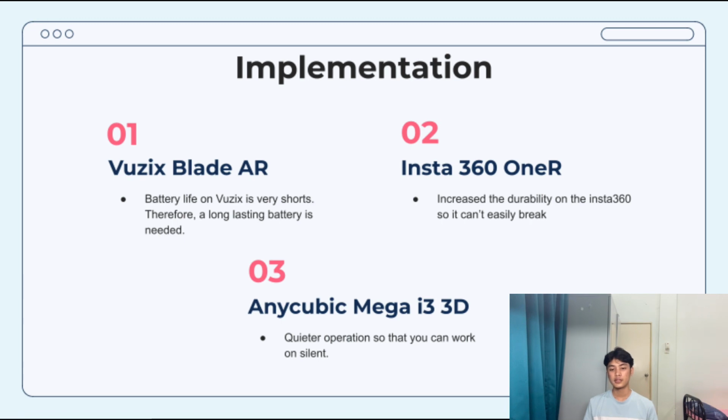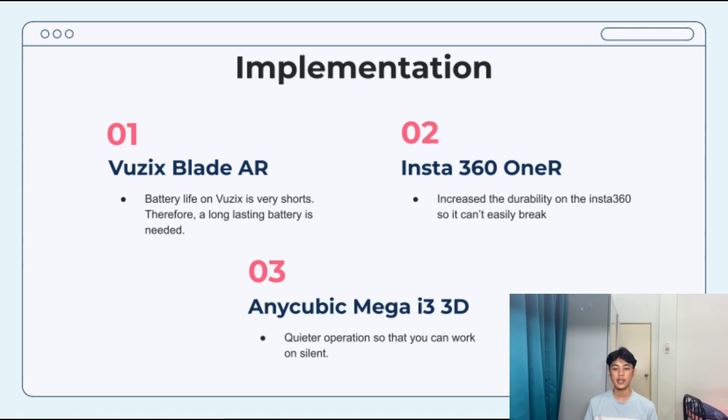So the next one is Insta360 ONE-R. The Insta360 ONE-R is designed to be rugged. It can still be easily damaged like by water damage, but implementing a waterproof feature makes it more durable. For example, underwater exploring without taking off the Insta360.